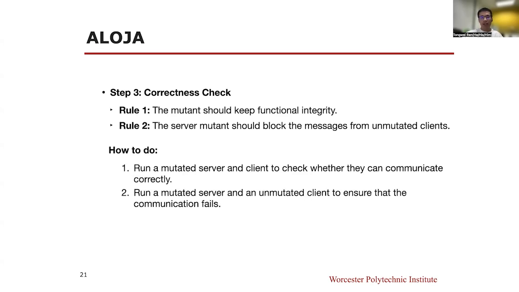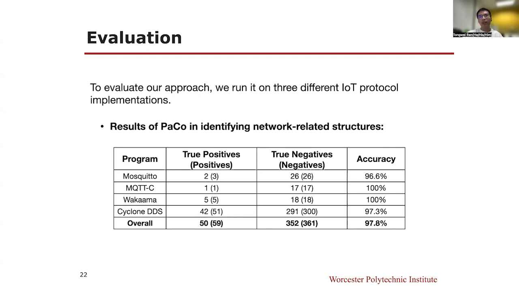So how to do the check? Aloja first runs a mutated server and client to check whether they can communicate correctly. Then it runs a mutated server and an unmutated client to ensure that the communication fails. To evaluate our approach, we run it on 4 different IoT implementations.